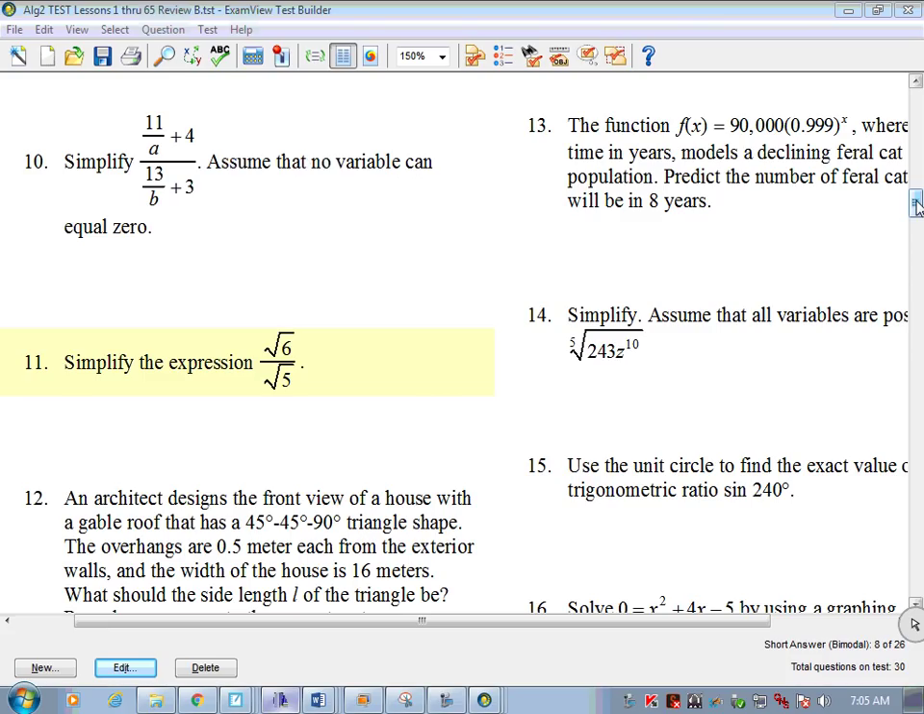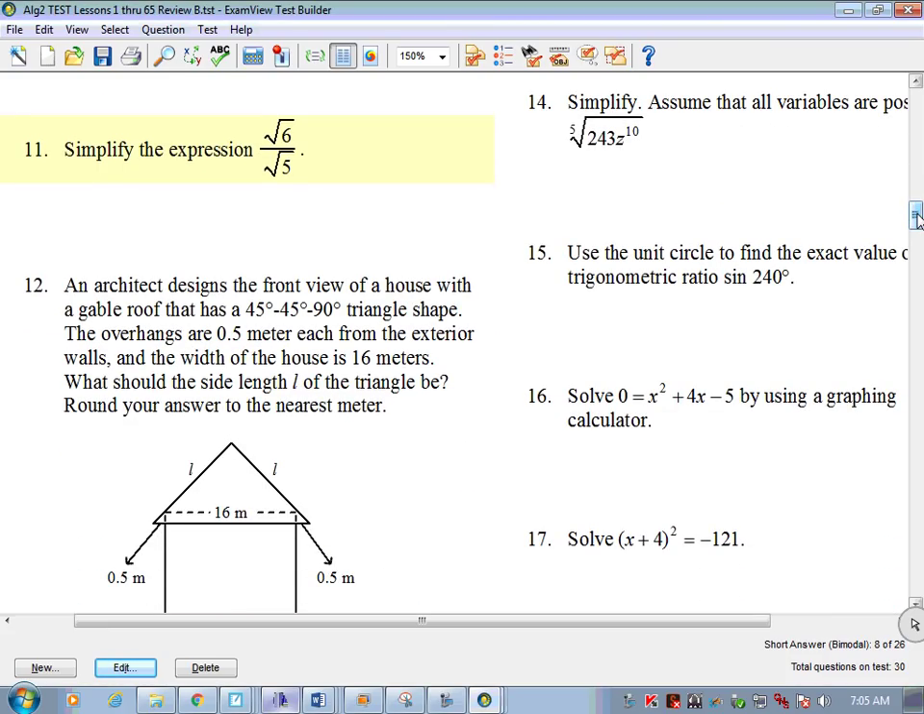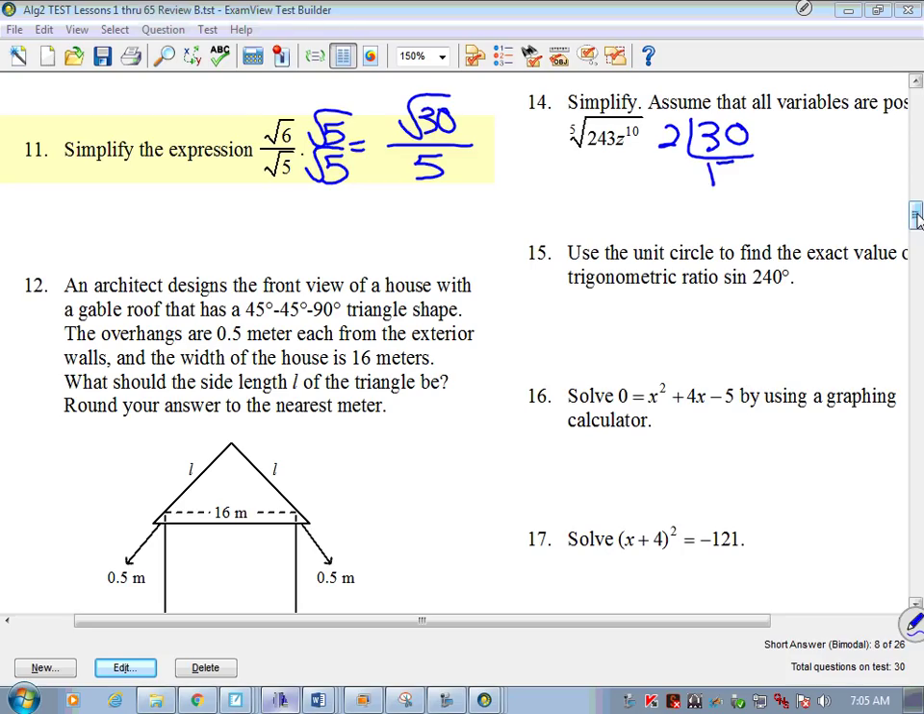All right, number 11, simplify the expression. Okay, when it's just a radical in the denominator, we're going to multiply by that radical in the numerator and the denominator. What that's going to be is radical 6 times radical 5 is radical 30 over radical 5 times radical 5, which is 5. We're going to check and see if 30 can be reduced at all. We get 2 and 15, 3 and 5. There's not 2 of anything there, so we should just be left with radical 30 over 5. Radical 30 over 5 is our answer.